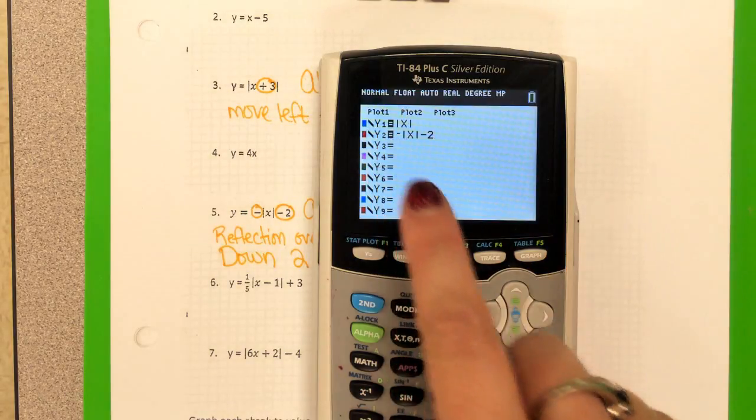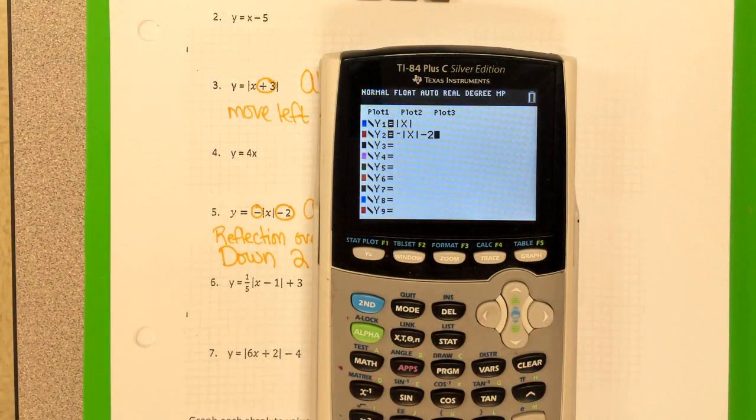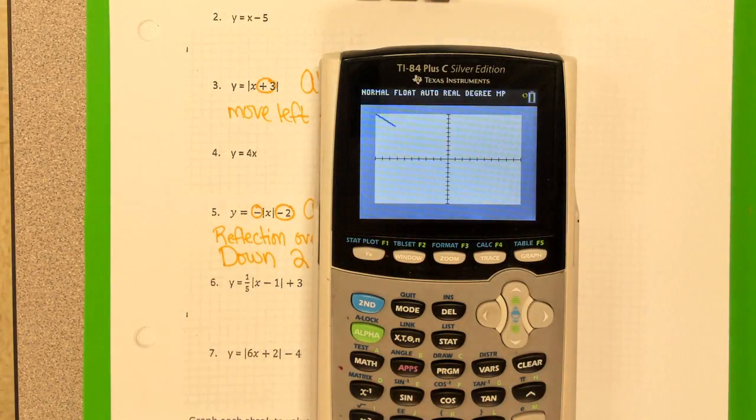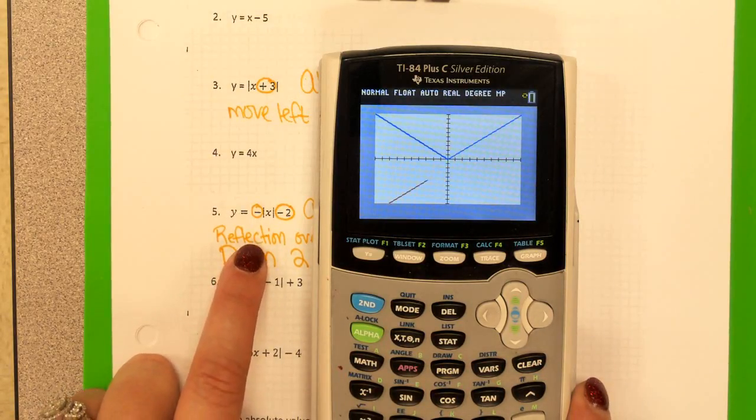Yeah, this one's a little bit higher up. All right, now guys, your calculator is only as smart as what you tell it to do. So if you type in something wrong, it's going to wig out and not know what to do, or it's going to just graph it wrong. So hit graph. That's the parent graph. And we already know that it should move down 2 and reflect over the x-axis.